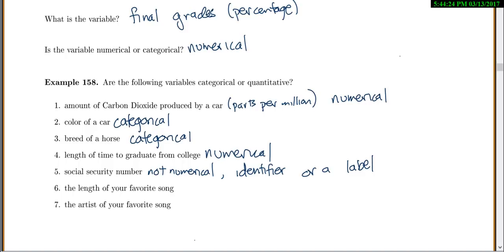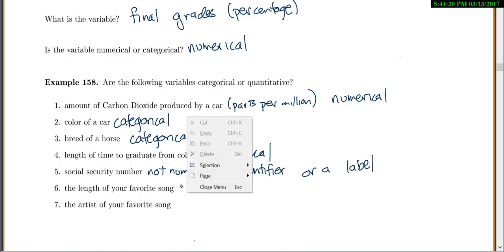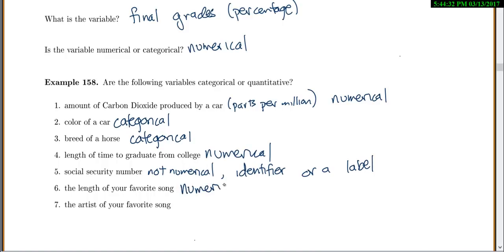And let's see, the length of your favorite song would be, okay, yes, numerical, and the artist of your favorite song would be categorical.